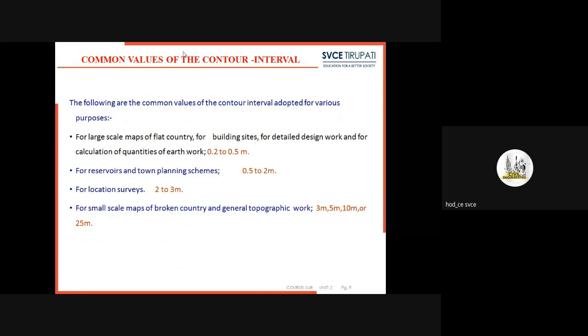Common values for the contour intervals. So here they have represented the contour interval. For large scale of flat countries, I mean, if the surface area where we are going to implement the experiments has very steep slopes, or otherwise a nearly flat surface, in those conditions we go for the, what is it called, interval. It should be 0.2 to 0.5 meters. For the reservoirs and town planning, we go for 0.5 to 2 meters.